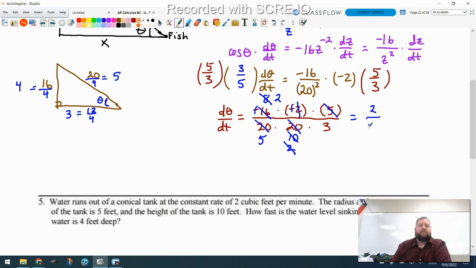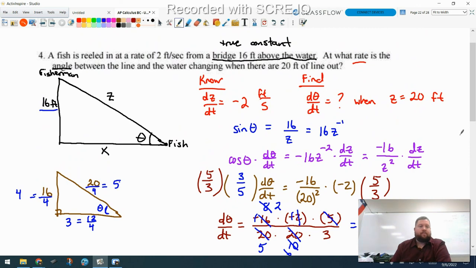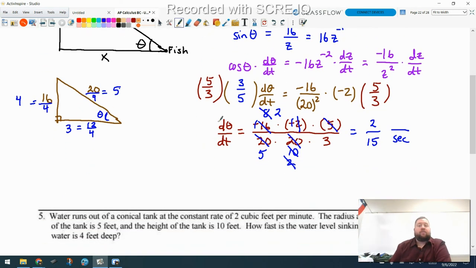So 2 over 15. Okay, this is a rate of change, so it's going to be per second, because that's what our other measurements were, right? Feet per second right there. And then angles in calculus are always measured in radians. So it's going to be in radians per second. There's our answer for this one.